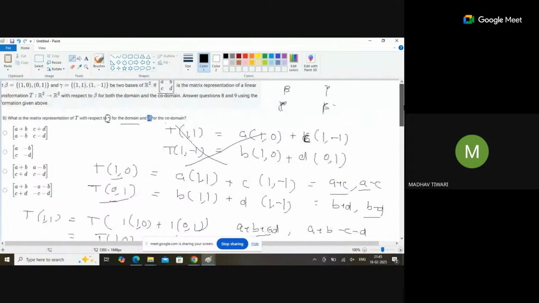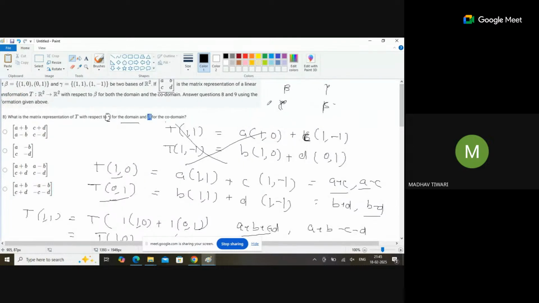That's fine. (1, 1). That's okay. And when I am using (1, 0) here, I got A times this one, and C times this one. That's fine. A plus C and A minus C I got. B plus D I got. B minus D I got. Okay. So now I am finding the transformation of (1, 1) and I wrote it as this.